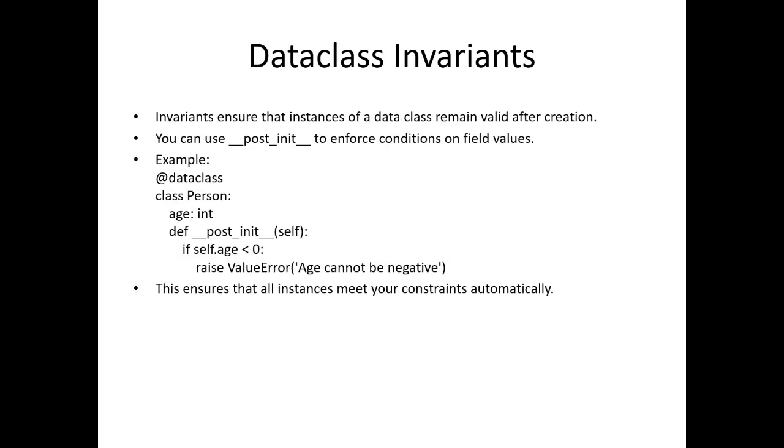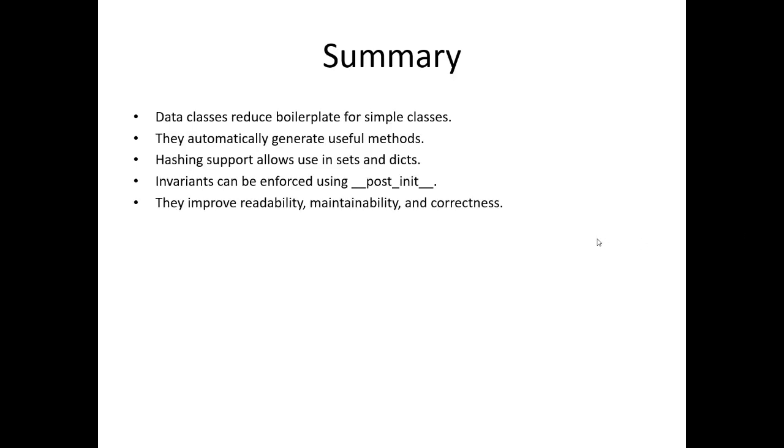Data classes and invariants. Invariants are conditions that should always be true for any valid instance of the class. With data classes, we can enforce invariants using __post_init__, a special method that runs immediately after the auto-generated __init__. For example, in a Person data class, we can check that age is not negative. If it is, we raise an error. This ensures that our data classes remain valid and consistent from the moment they are created.